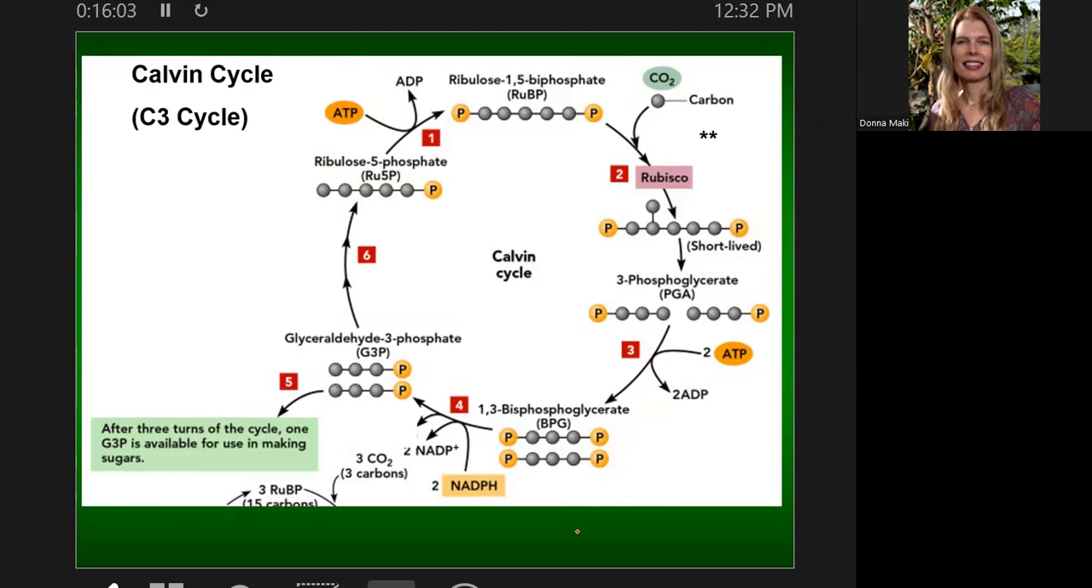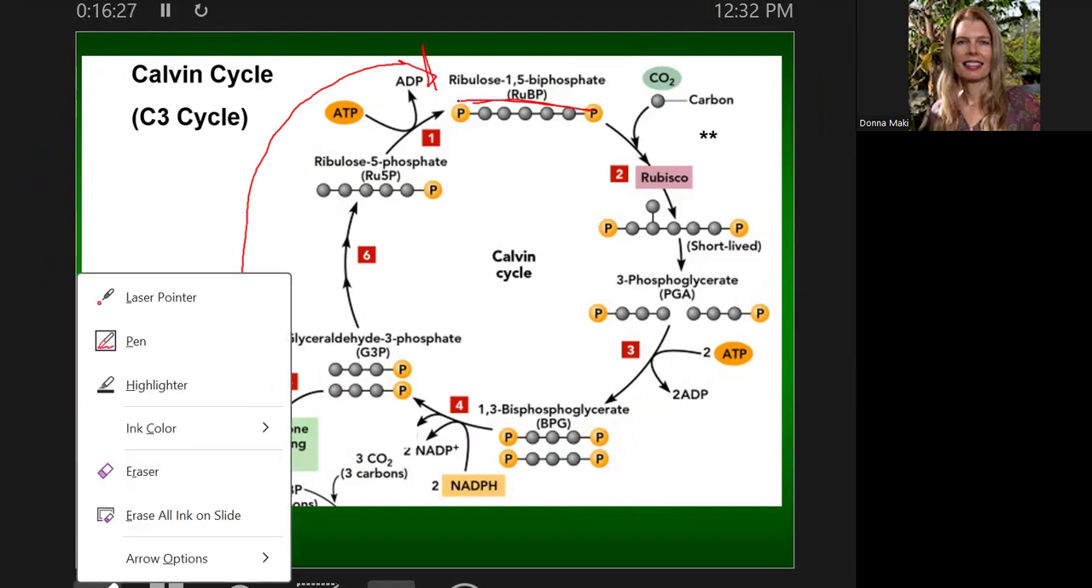Now, this is a cycle. So that means we got to go back to the start, which I'm only showing you part of what's happening here, part of the goal. So part of the goal of the Calvin cycle is to cycle back to the beginning, which is to take some of that G3P and run it so that you can get more RuBP. Okay, so that's phase 3 of the Calvin cycle.